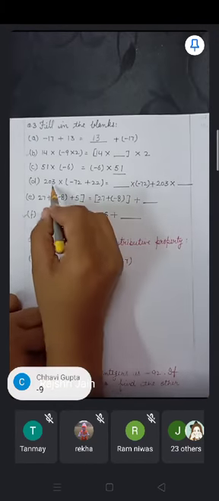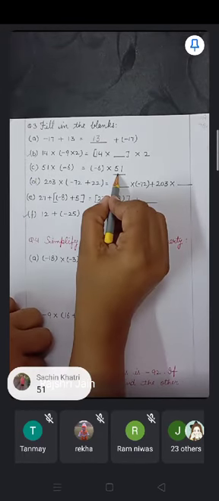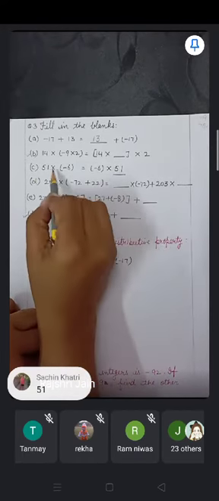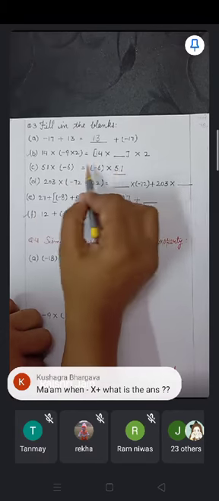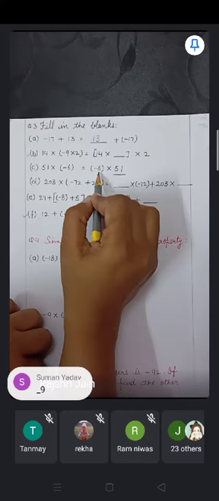Okay, C part. The answer is already written here, 15 into minus 6. This is the commutative property for multiplication. I have just interchanged the order of the integers.